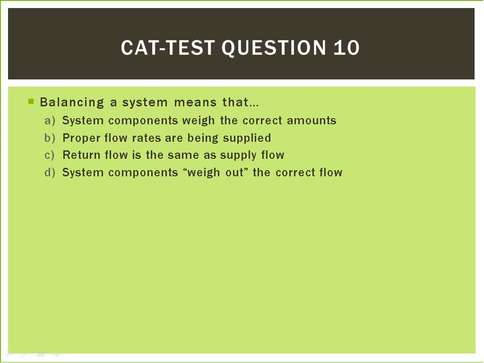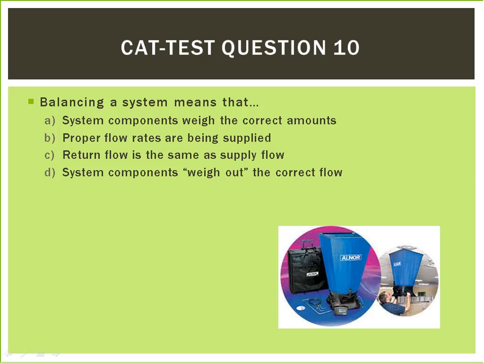CAT test question number 10. Balancing a system means that: A, system components weigh the correct amounts; B, proper flow rates are being supplied; C, return flow is the same as supply flow; D, system components weigh out the correct flow. Answer B is the best answer here. The purpose of testing, adjusting, and specifically balancing in this case is to assure that an HVAC system is providing maximum occupant comfort at the lowest energy cost possible.